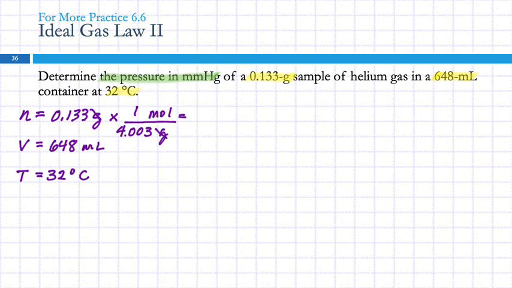0.133 divided by 4.003 is 0.0332. We want to keep 3 sig figs: 0.0332 moles.